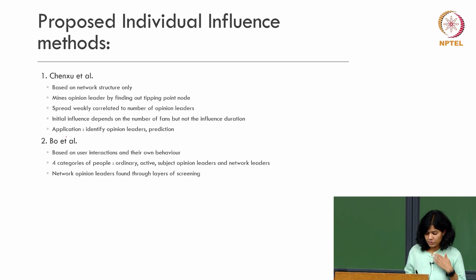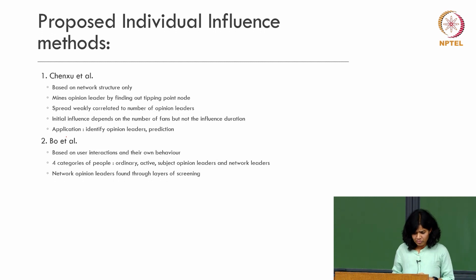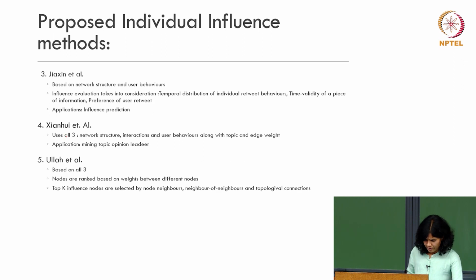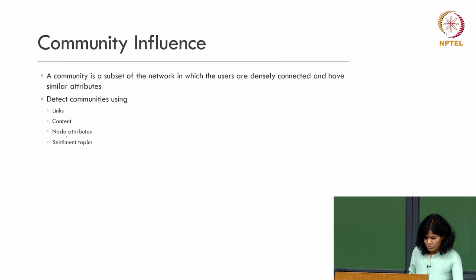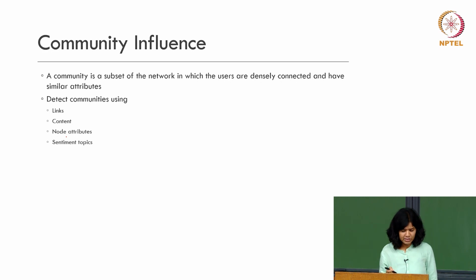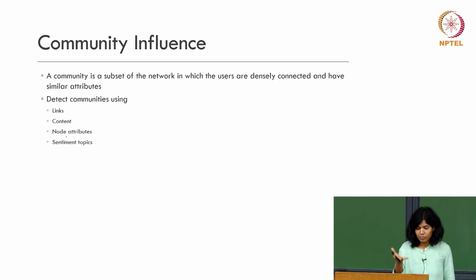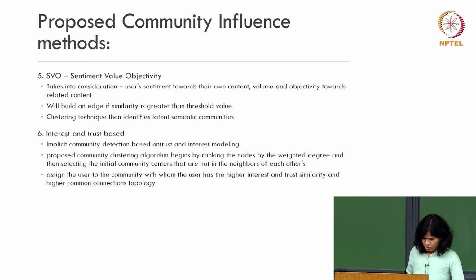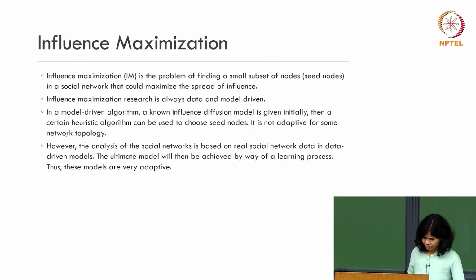So in the first one, they are basically using the network structure. Using the graph, they figure out who the opinion leaders are. So that's the first one, and I think I can skip the rest. Community: you know what a community is. In communities, you can figure out that if I identify the community, whoever is important in that community is a leader, in a way.